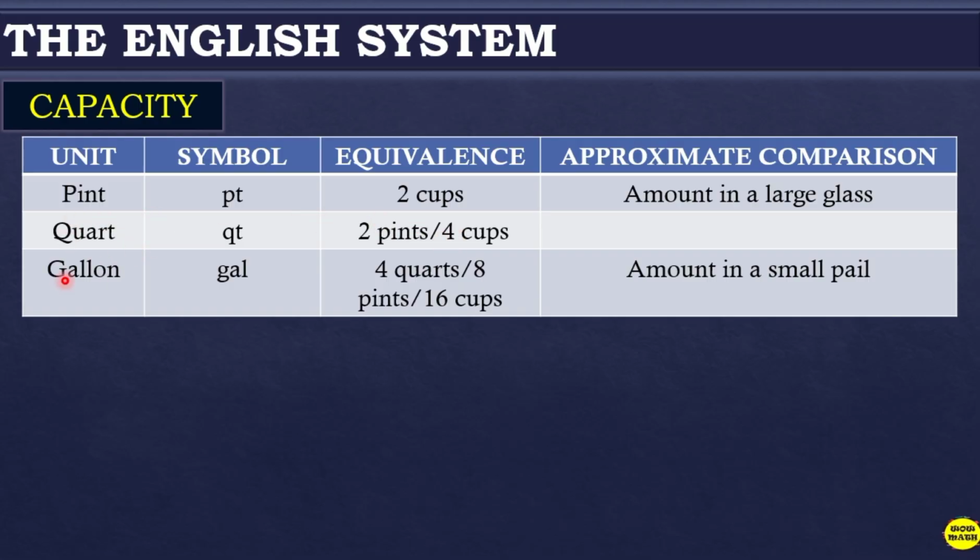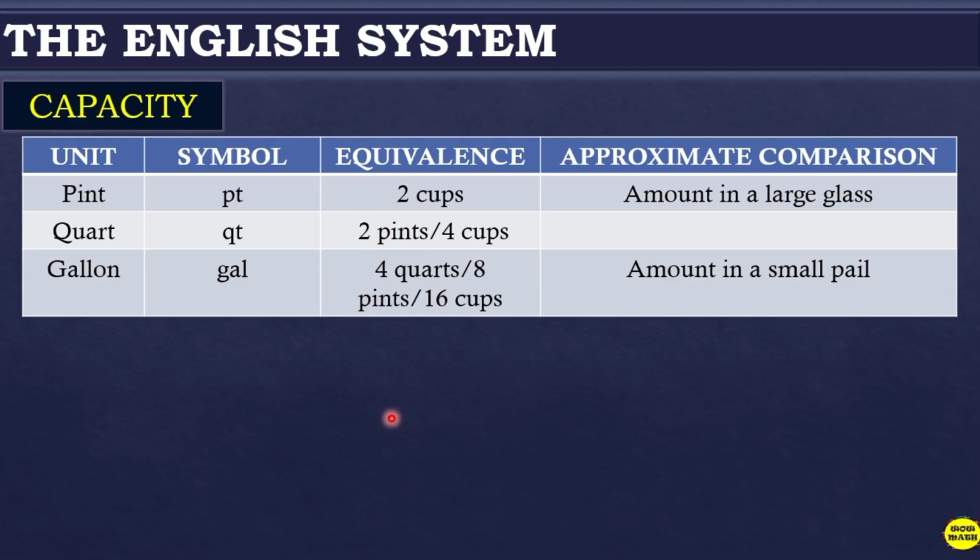Pag meron kang 3 gallons, so ilang quarts yun? So 3 times 4 lang. That is 12 quarts. Okay, ganun lang siya kadali. So, pag meron kang 3 quarts, ilang pints? So, 3 times 2, that is 6 pints. Okay? So, dapat memorize natin to.